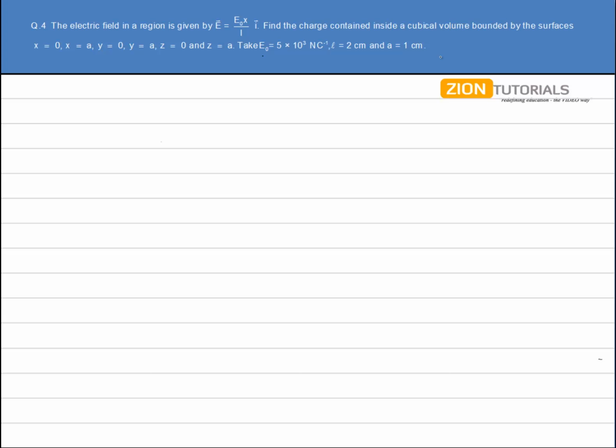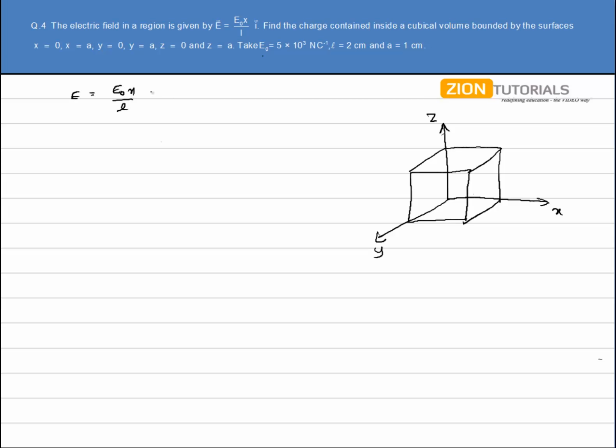Now, first of all, let's draw the diagram. I do have a cube of side a. Let's say this is my x-axis, this is my y-axis, and this is my z-axis. Now this is a cube of edge a. The electric field is given as E naught x by L i cap.